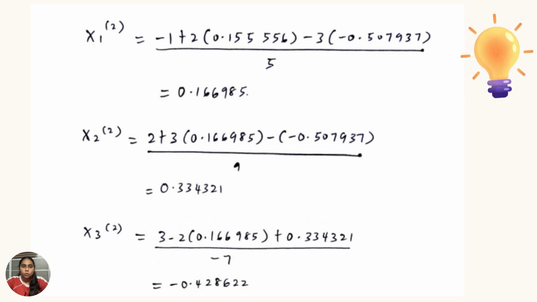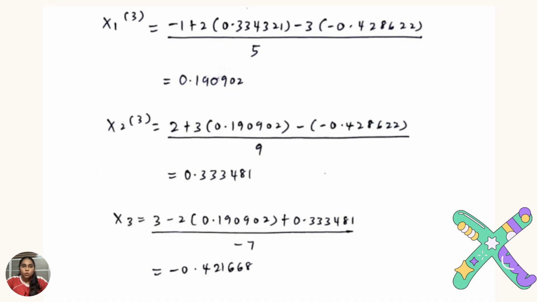After substituting x1, x2, x3, for x1 we get 0.166985, while for x2 and x3 we get 0.334321 and negative 0.428622 respectively. This is followed by the same method of substituting the x1 value with the previous values we get. Actually, this is for the third iteration.